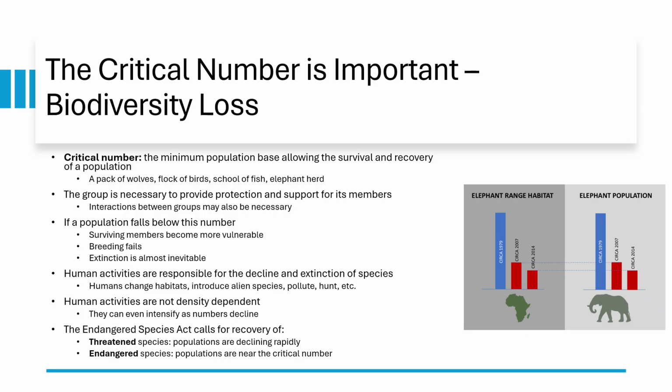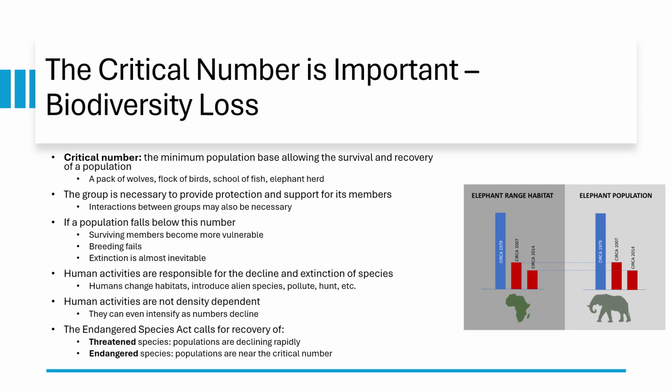Our activities are not density dependent. That means when we typically change an ecosystem, it changes all the species. It doesn't matter if one species is more abundant than another. Usually when we have some kind of activity in an ecosystem, we are changing the whole ecosystem. We're affecting all the populations of all the organisms in that ecosystem.